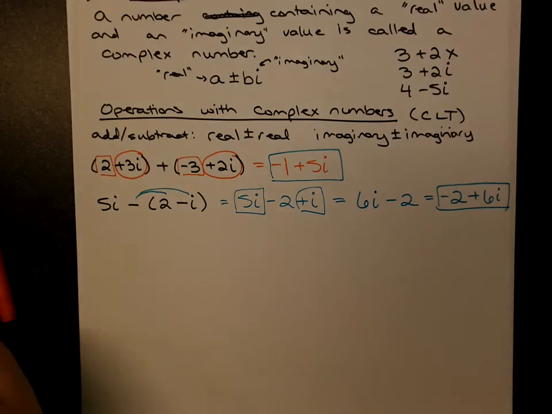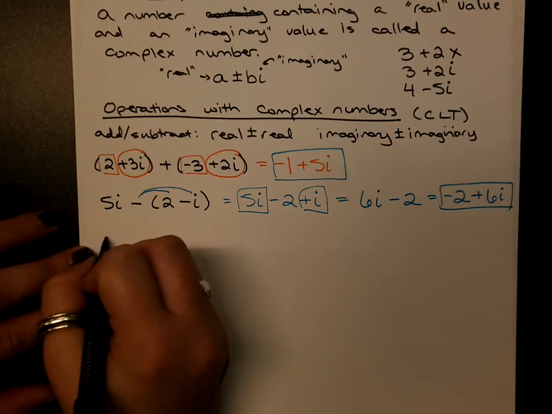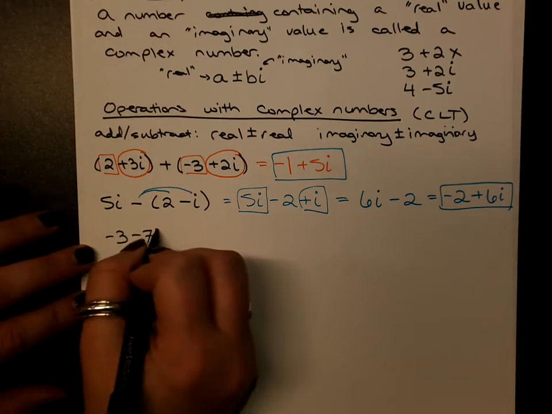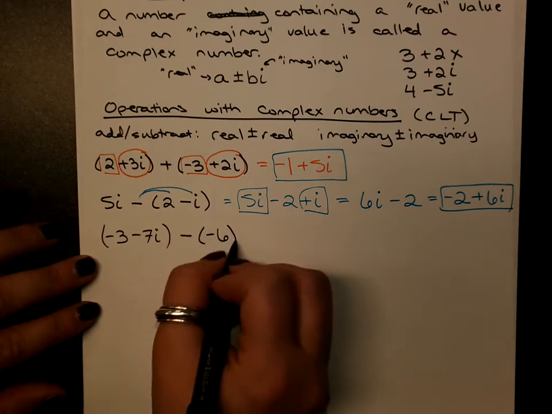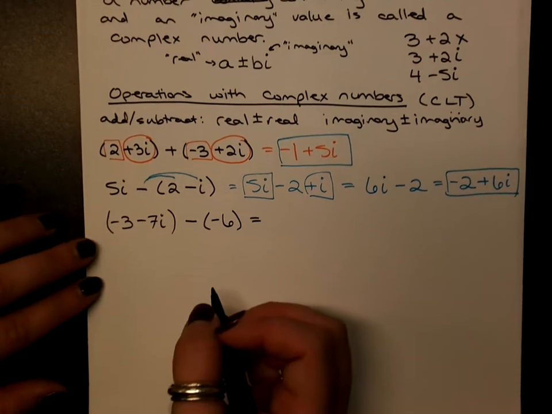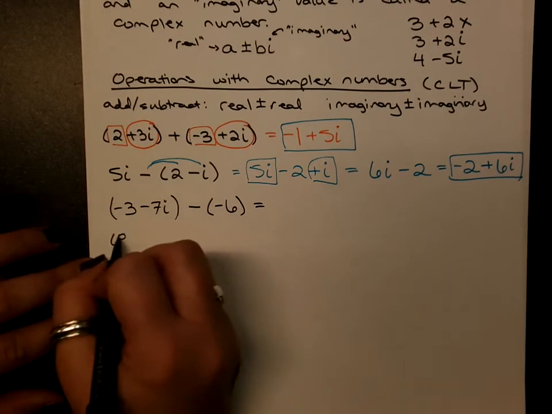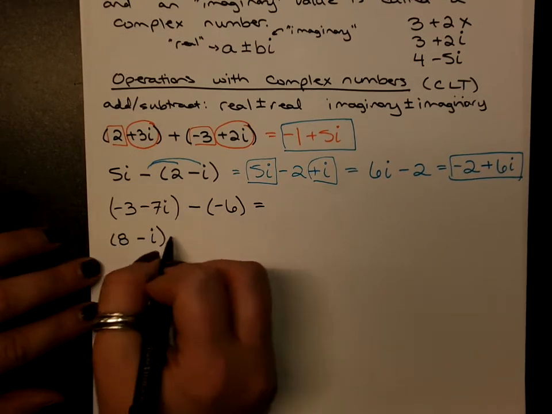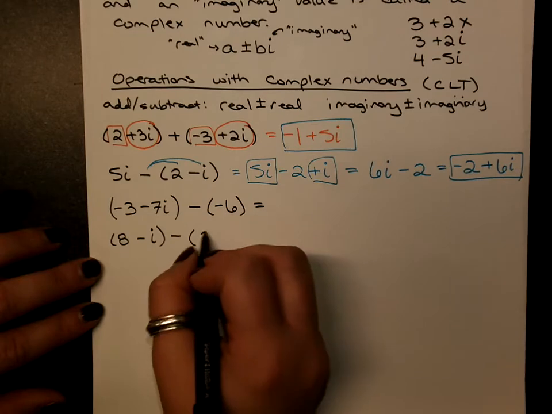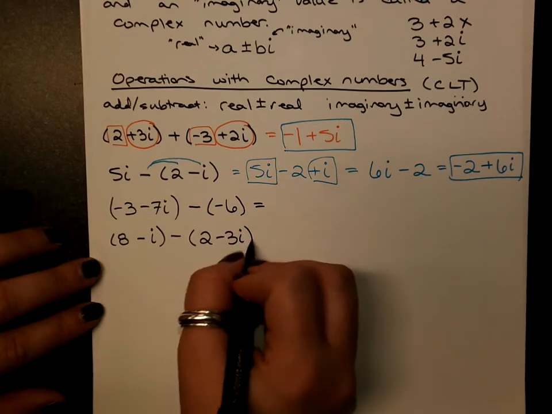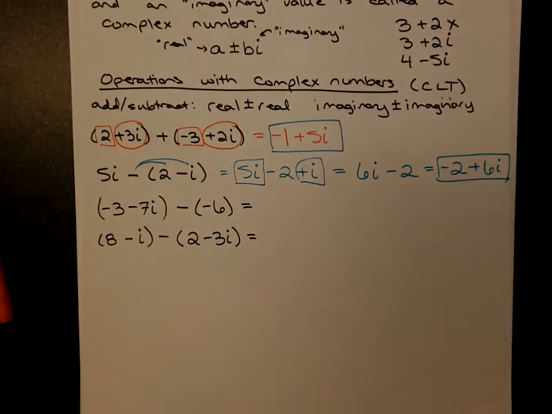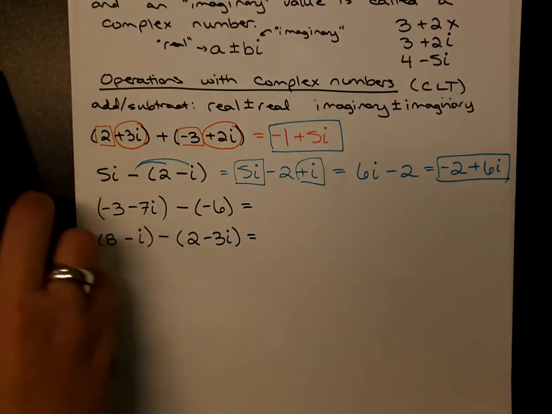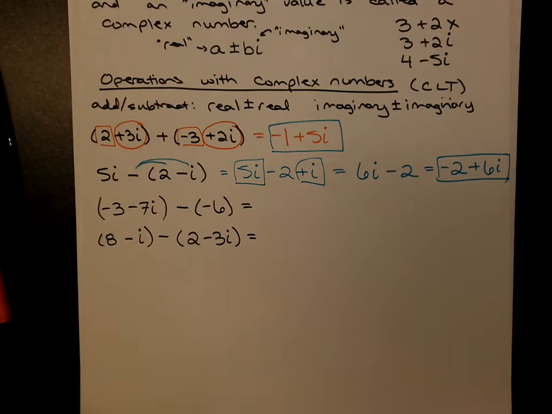So I think this is relatively easy. Let's do it a couple more times. We have negative 3 minus 7i minus negative 6. I would pause the video and try that one. And if we have 8 minus i minus 2 minus 3i. Again, pause the video here and try those two problems on your own, and then play the video to see if you got them correct.